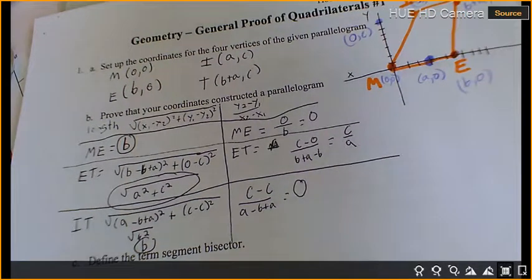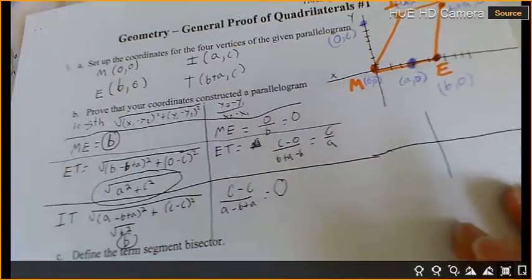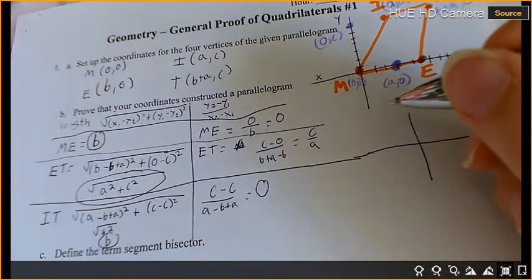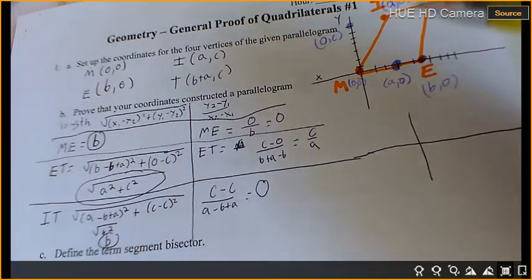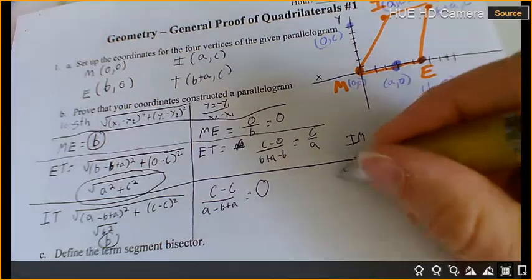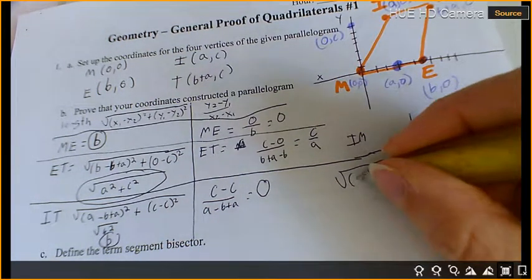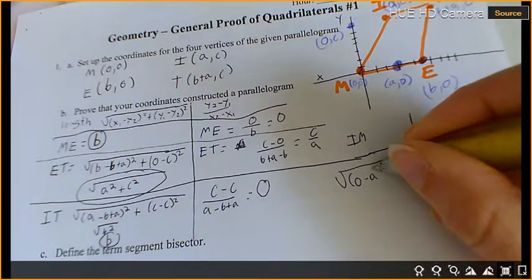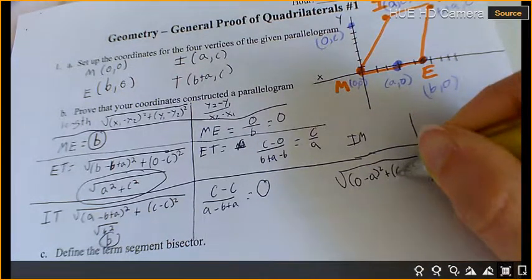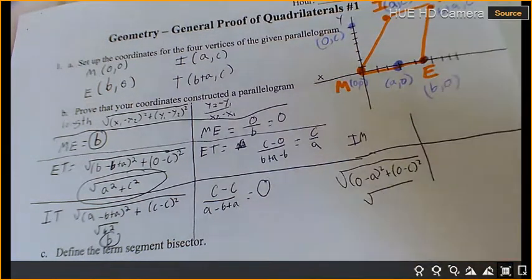Now we're going to go over here, because I don't have enough room, because Miss Murphy's handwriting is too big. We're going to do I to M. First, we're going to do the distance formula. I'm looking at I and M, so I'm going to go 0 minus a, squared, plus 0 minus c, squared. And I end up with the square root of, what's 0 minus a? A. So I get a squared.